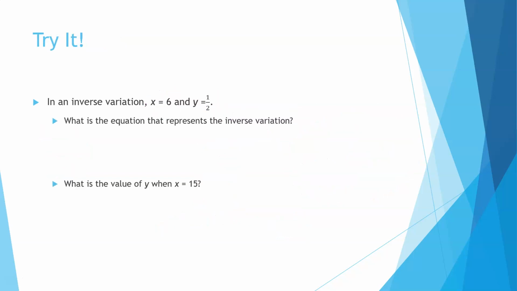Okay, I want you to try this one on your own. First, write the equation that represents the inverse variation, which means I want you to find k and plug it in. That's going to be important because Pearson asks you to do that. So you're going to find k and plug it in, but your answer will have an x and a y in it, just so you know.